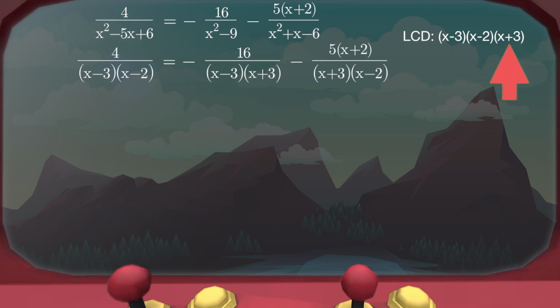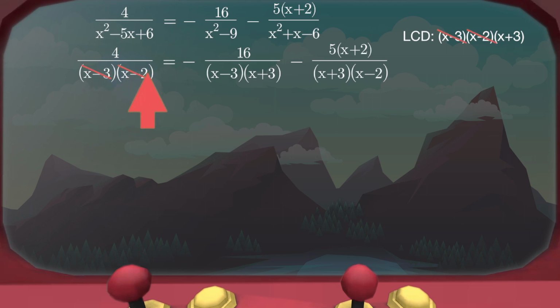Now what I'm going to do is take my LCD and divide it by the denominator, and whatever is left I'm going to multiply with my numerator. So let's do it. x minus 3, x minus 2 and x plus 3 divided by x minus 3 and x minus 2.